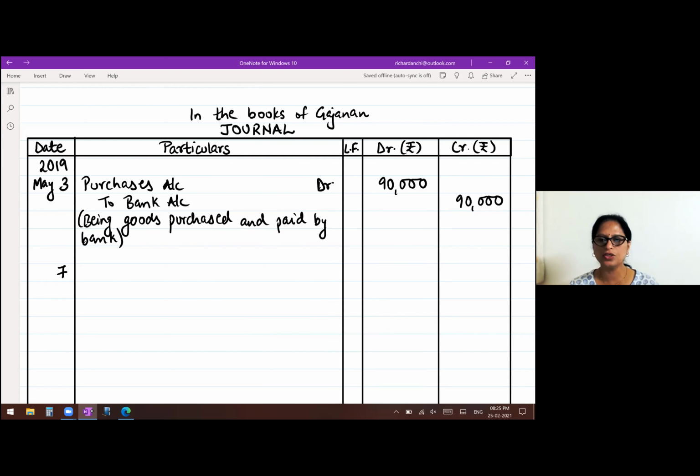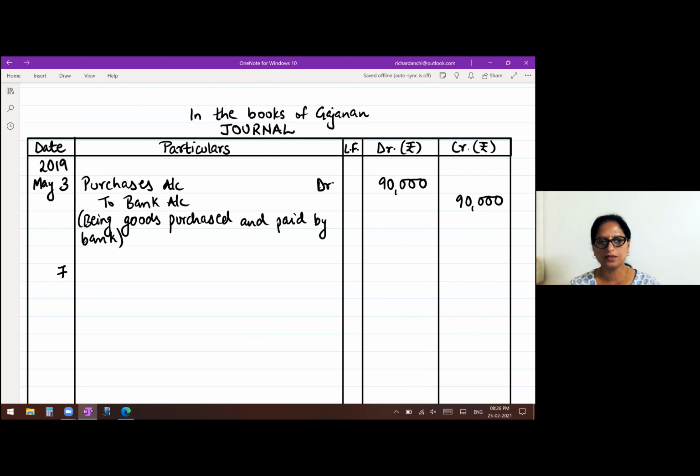Sold goods to Satish on credit. Okay, now you're selling goods to Satish. So this is, they have said on credit. So two accounts involved here will be Satish's account and sales account. Okay, so Satish is the receiver. Sales is an income. So you will credit according to the rule of nominal account.